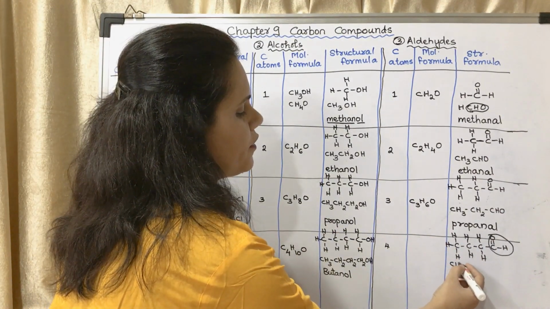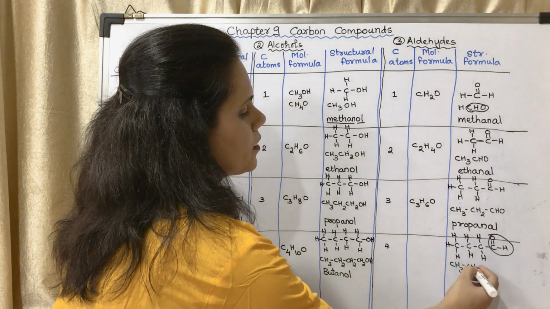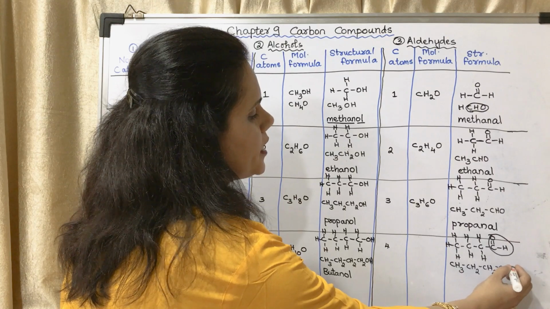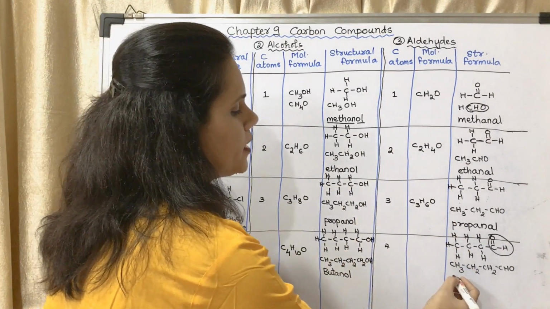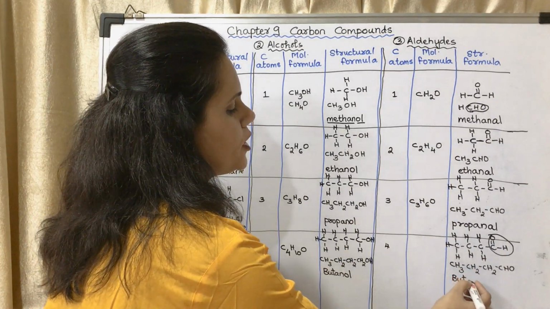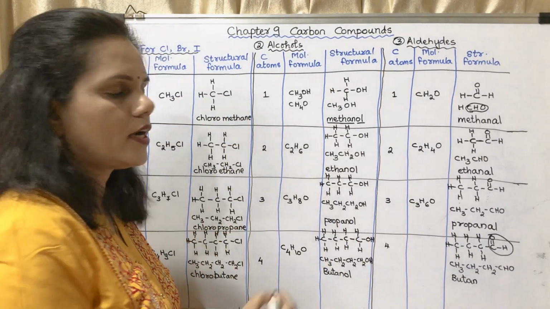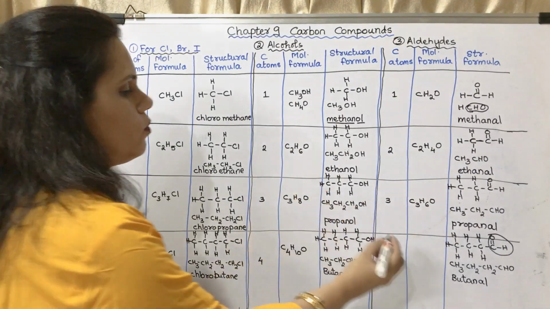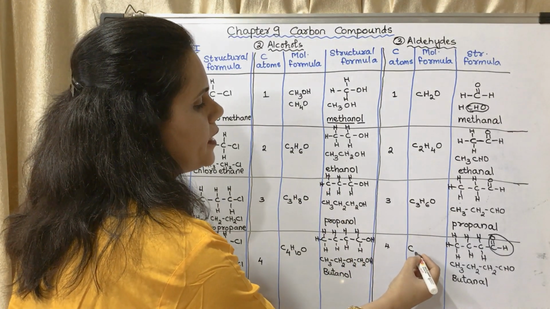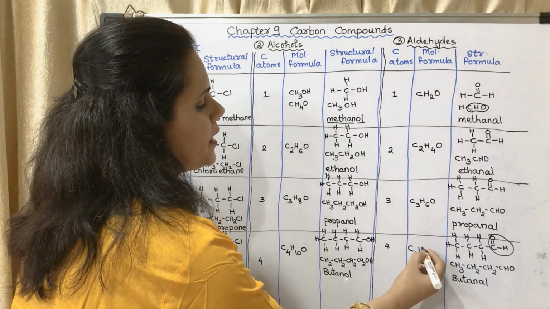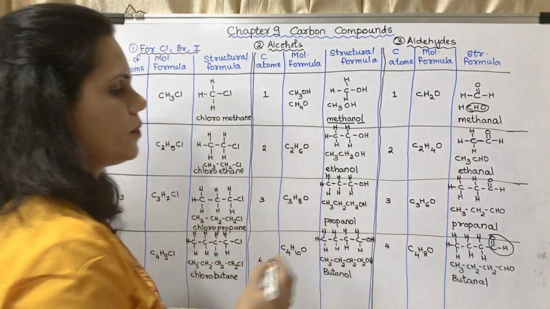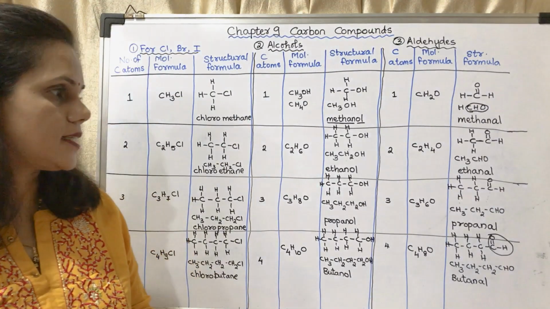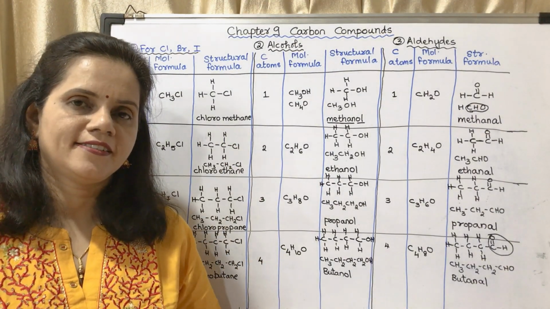Now what will be the condensed structural formula? The condensed structural formula will be CH3 CH2 CH2 CHO. And what will be the name? The name will be butane, as it is having 4 carbon atoms, and Al as it is aldehyde. What will be the molecular formula? It will be C4H8O. You may draw these structures in your notebook.